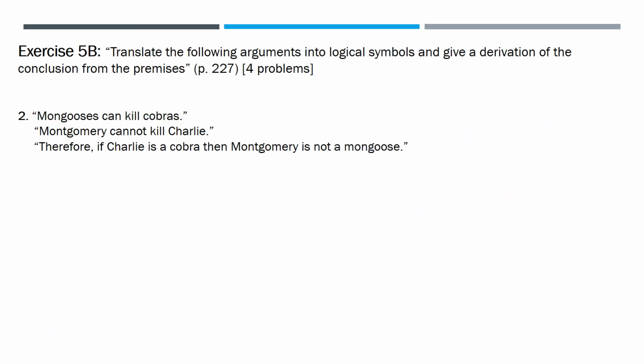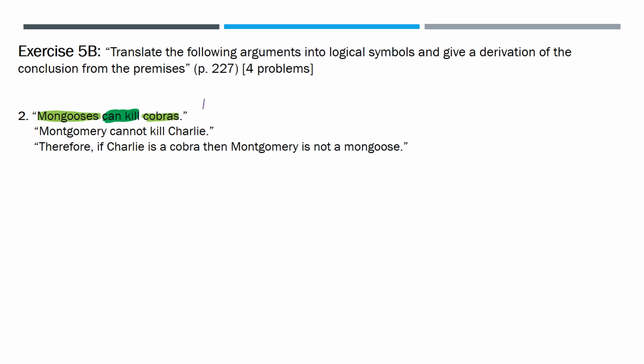All right. Argument number 2, we have mongooses can kill cobras. Can kill is a relation. We have two general terms, mongooses and cobras. They do not reference a specific unique individual. Rather, they are about general classes of things. Thus, we need two quantified variables.